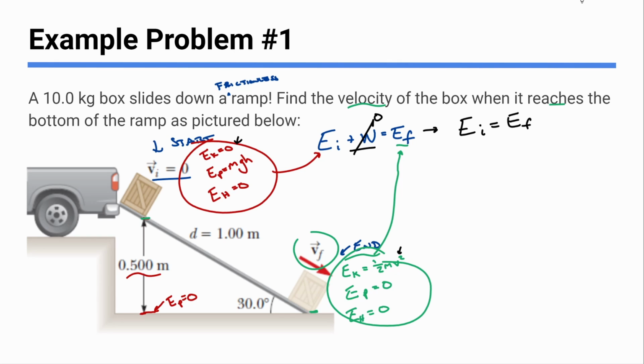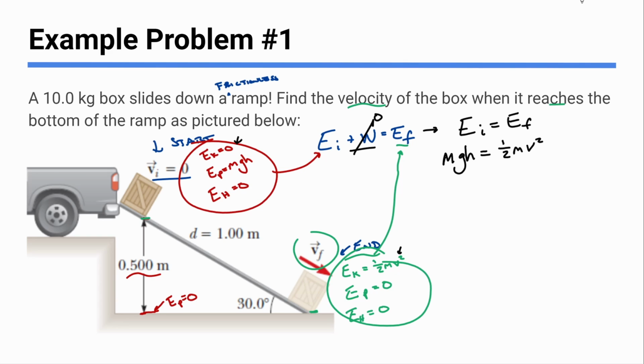Okay, so for the initial energy, I add up all the energy I started with, which here was just mgh. I only had gravitational potential energy at the beginning. And now I'm going to look at my final energy. I only had kinetic in this case, 1/2 mv squared.